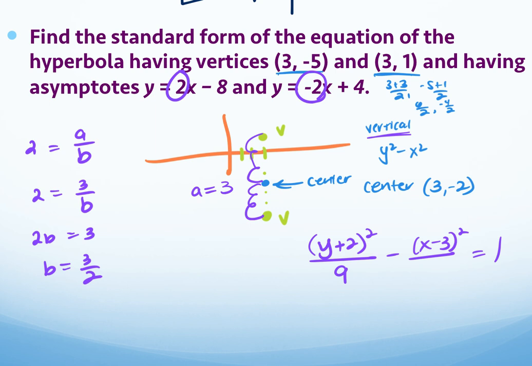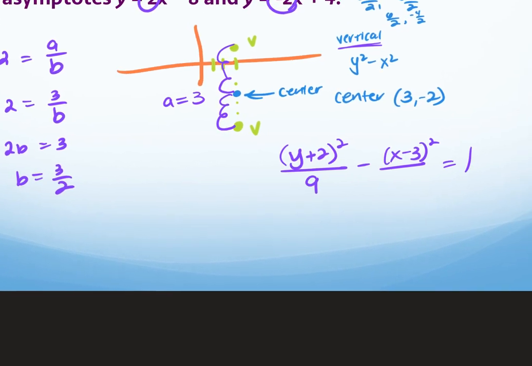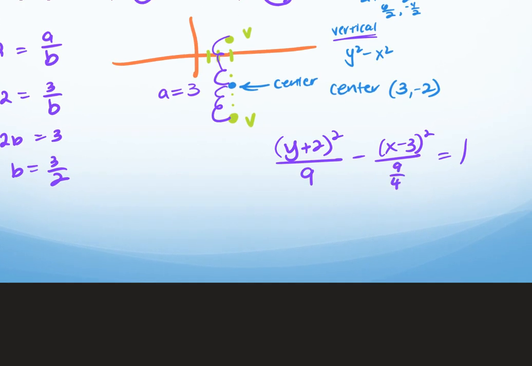So when I put it into the equation, what do I do with B? Square it. What would be 3 halves squared? 9/4. And WebAssign will allow you to keep it like that. Literally the denominator is a fraction, and that's okay.